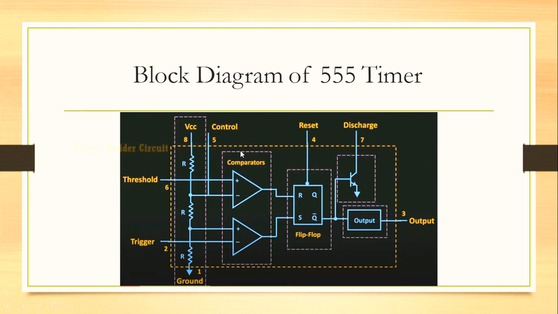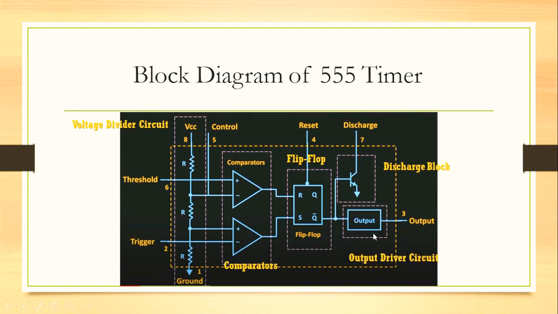Here, as you can see, there are different sections of the block diagram. It is divided into the first section, the voltage divider circuit, which consists of these 3 resistors. Second is the comparators, which are 2 op amps. Third is the RS flip flop. Then a discharge circuit, a discharge block with the transistor, and the last one is the output driver circuit. Then we each have different functions.